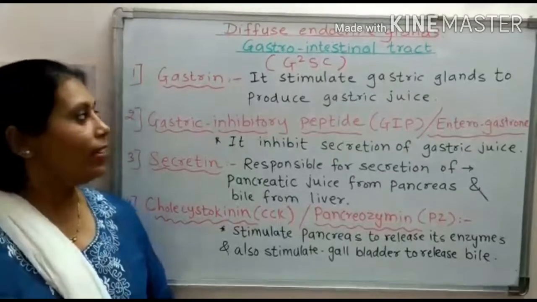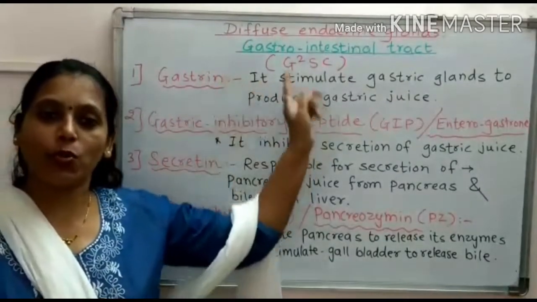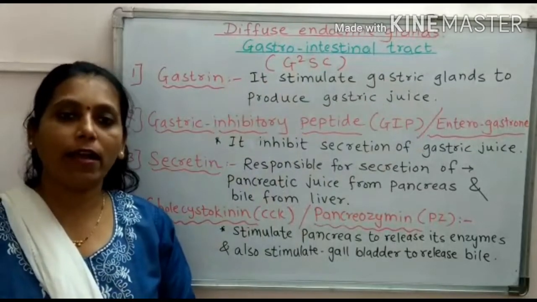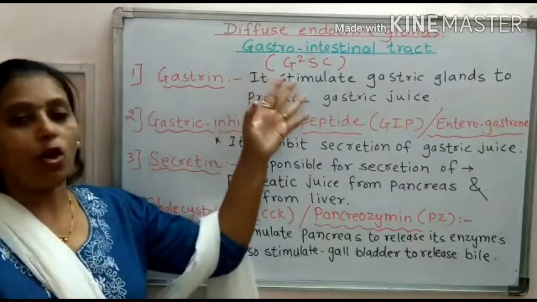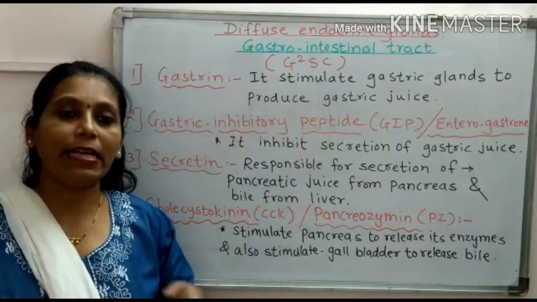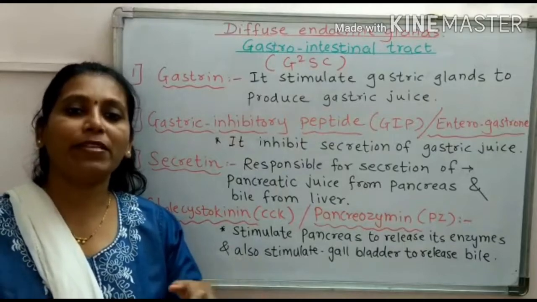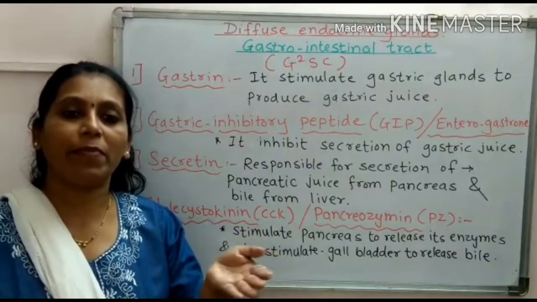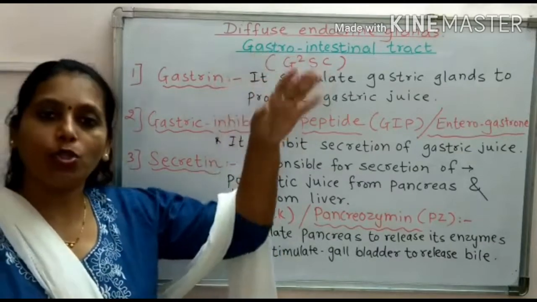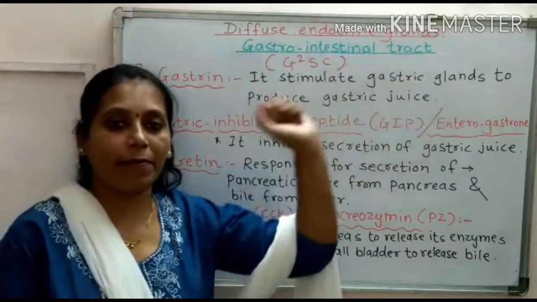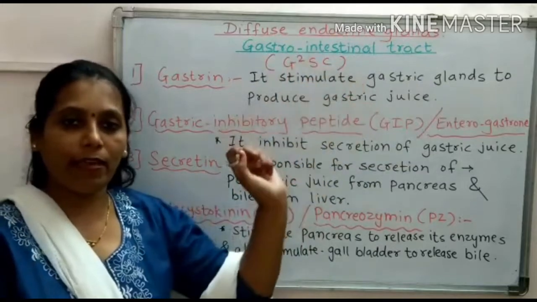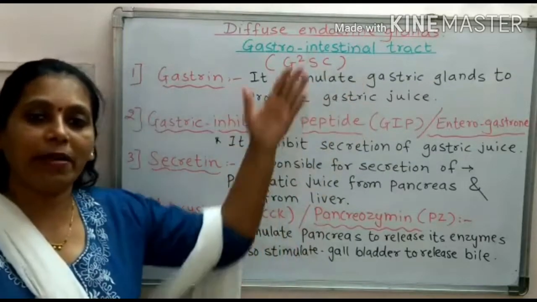Let us study the hormones of the gastrointestinal tract. These hormones are also called gut hormones. They are secreted by cells present in the stomach, in the small intestine, and also in the pancreas. Together they are called the hormones of the gastrointestinal tract. In short, you are going to remember G square SC. Now let us study the hormones secreted by this tract.